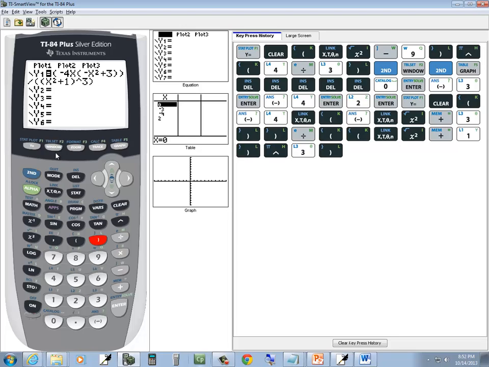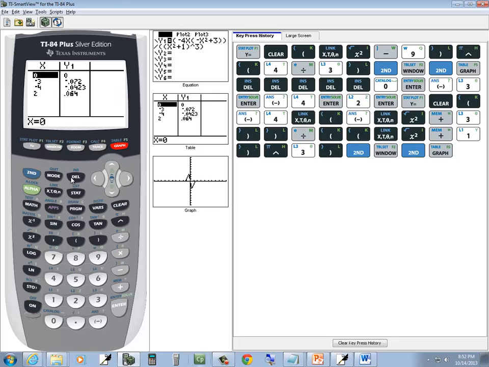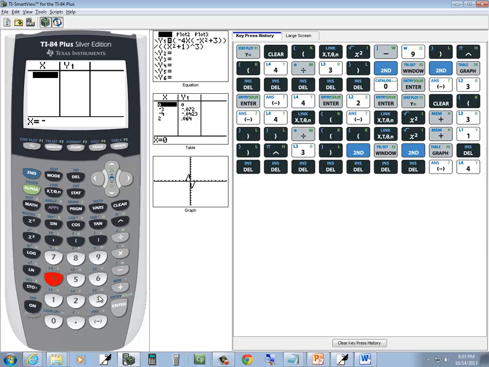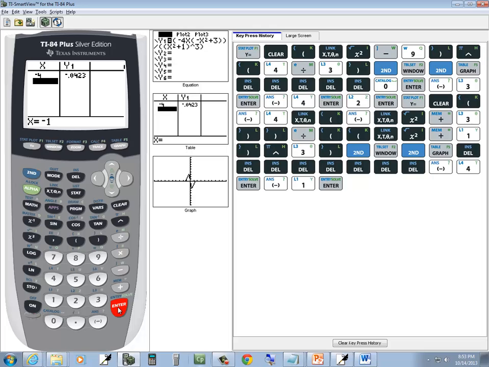Now I want to make sure that my table is set up correctly, so I do second window. Now you see where it says independent? That should say ask. If it doesn't say ask, down arrow to that line, right arrow, put your flashing cursor on the ask and press enter. And then we'll go to second graph to go in the table. Now press delete a few times, get rid of those. And we'll plug in our test cases. So I'll plug in -4, enter, -1, enter, 1, enter, 4, enter.